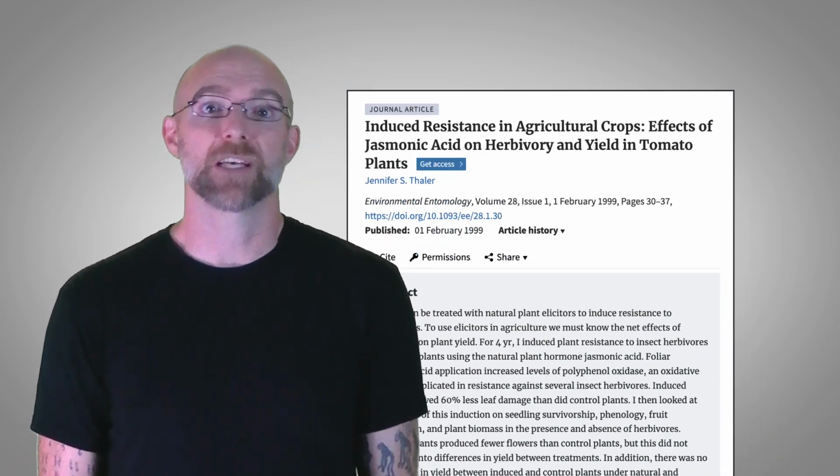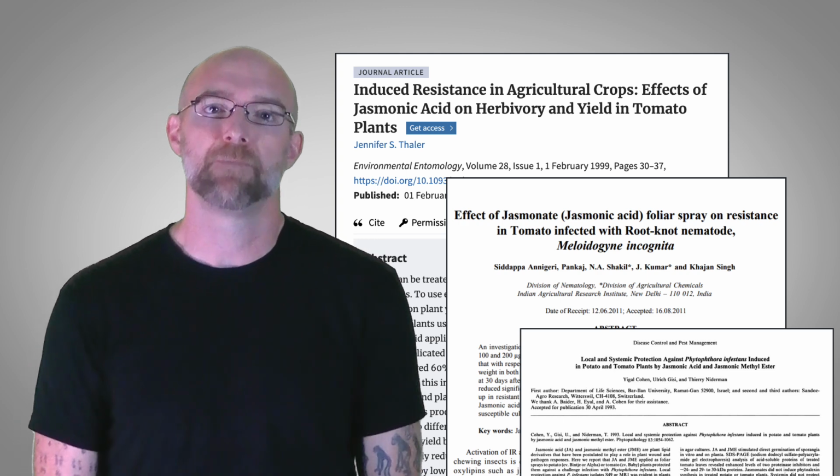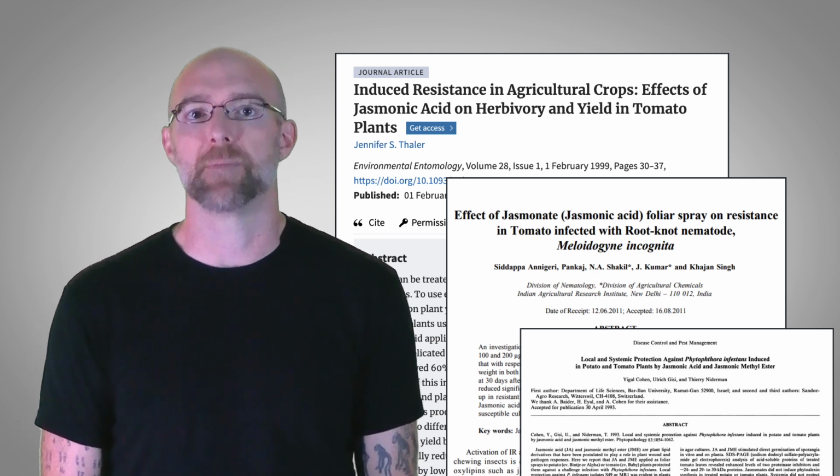For example, when crops are treated with jasmonic acid, it can trigger the plant's inducible defensive responses to help repel pests and minimize damage. This strategy has been particularly effective in plants like tomatoes, where jasmonic acid treatments have been shown to increase the levels of defensive metabolites and significantly lower herbivore damage.